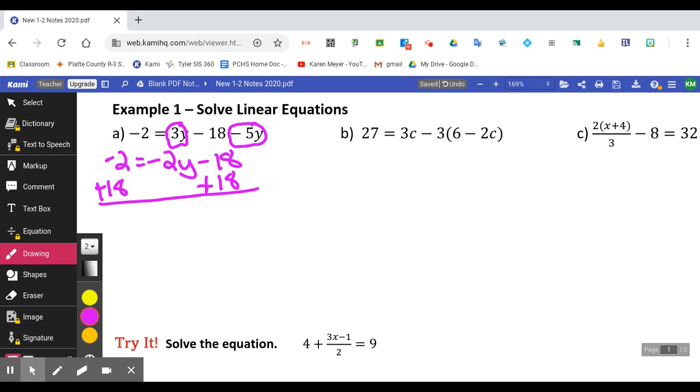Negative 2 plus 18 is 16 equals negative 2y. Then our goal is to get y by itself. So the negative 2 in front of y means negative 2 times y. So the opposite of timesing is to divide. So divide both sides by negative 2, and you come up with the final answer of y equals negative 8.